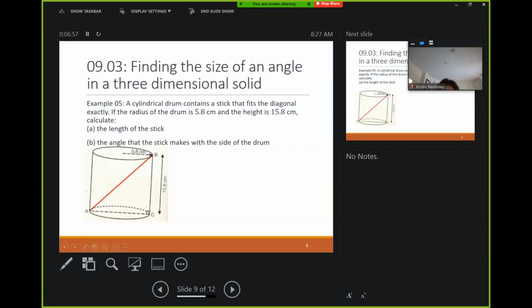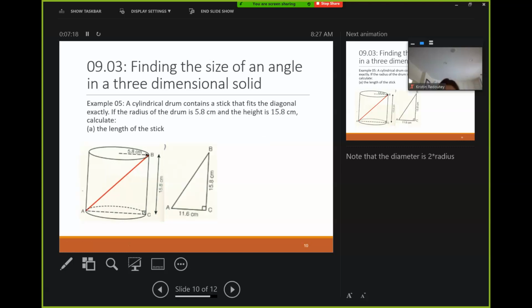So the triangle to find the length of the stick, let's just use ABC here. Now, BC, clearly we know. What is the length of AC going to be? Yeah, 5.8 times 2, right? Because it's a diameter. And then we can just use the Pythagorean theorem to find the length of our stick.